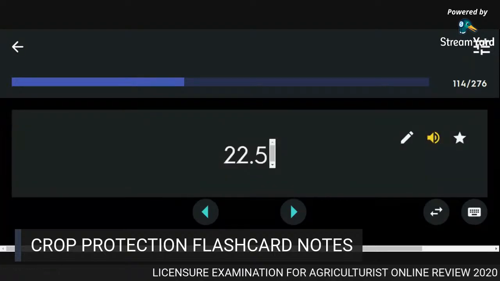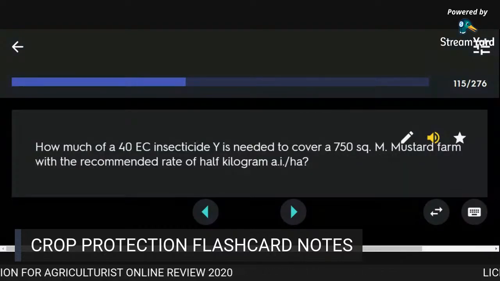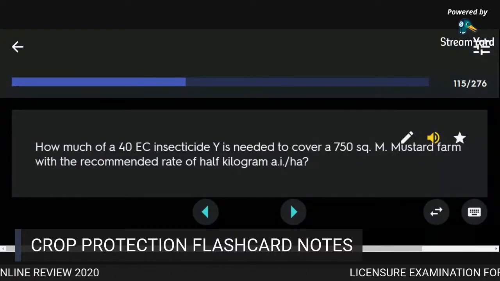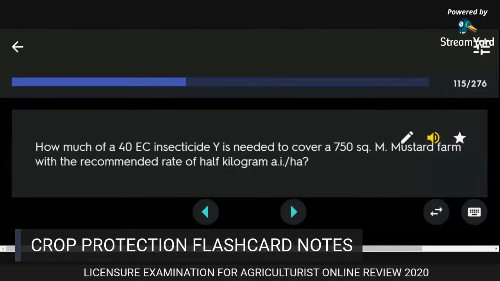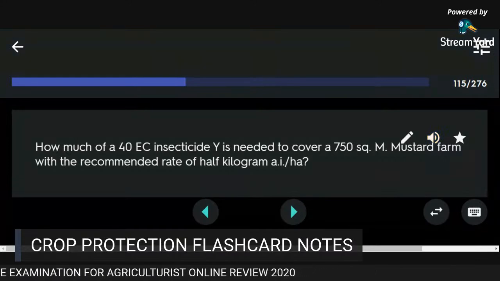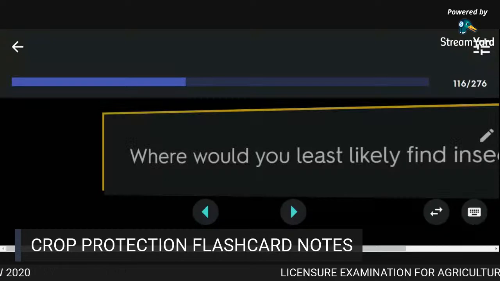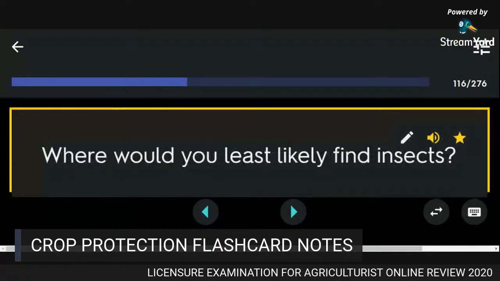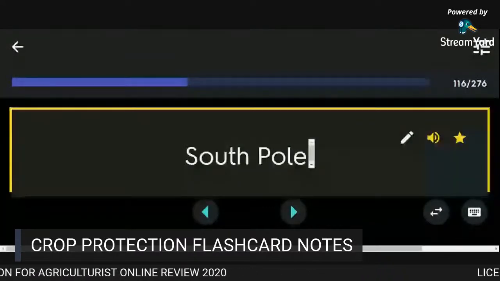22.5. How much of a 40 EC insecticide Y is needed to cover a 750 square meters mustard farm with the recommended rate of 0.5 kilogram AI per hectare? 0.1 L. Where would you least likely find insects? South Pole.